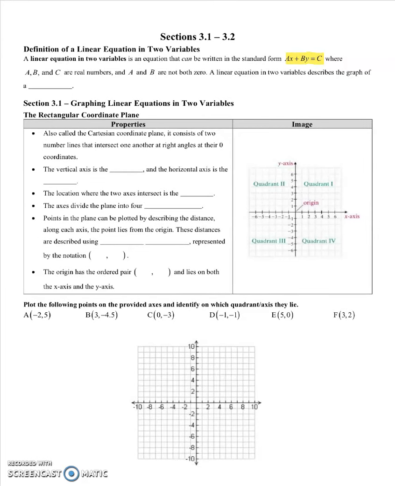A and b cannot both be 0 for the same reason we talked about before. If a and b are both 0, then we have no variables. We have 0 equals some number, and unless c is 0, that makes no sense. So a linear equation in two variables describes the graph of a line.